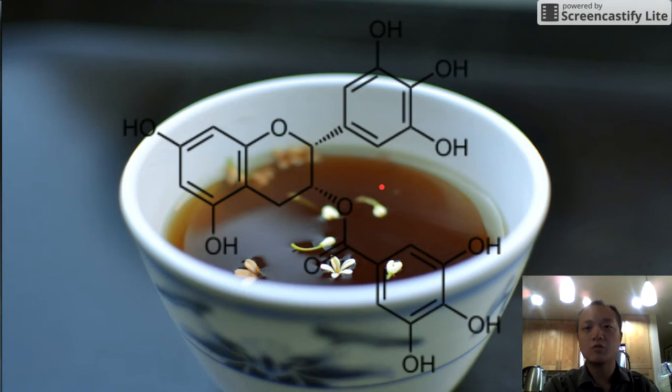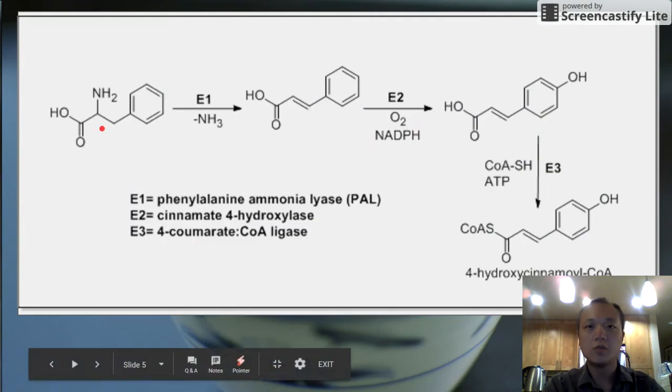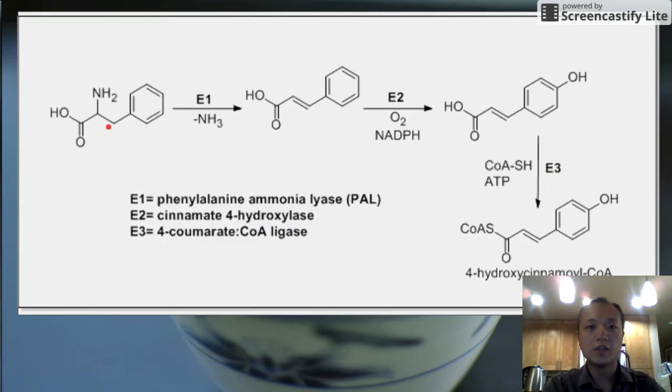In plants, all phenolic compounds, and particularly catechins, are synthesized through a very simple pathway. All of them start with the amino acid here, phenylalanine, because phenylalanine has an aromatic group. This aromatic group is pretty hard to find in anything other than plants, and it's a starting point for any other compound with those rings.